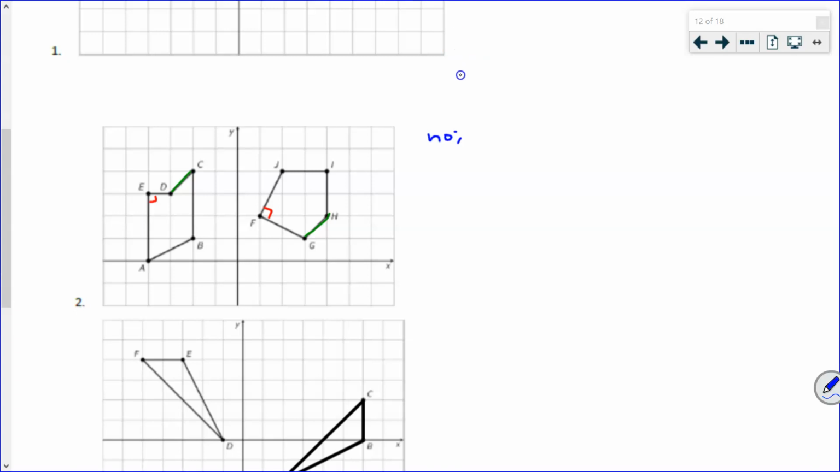No. This one we don't need to take a ton of time explaining. I just want to say no, although they're both pentagons, because they both are 5-sided figures. They are obviously very differently shaped.